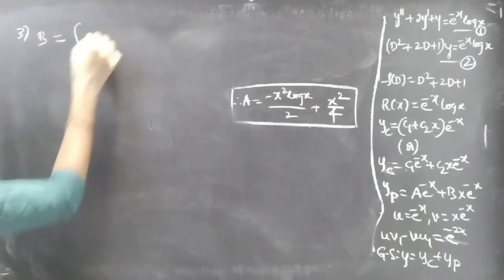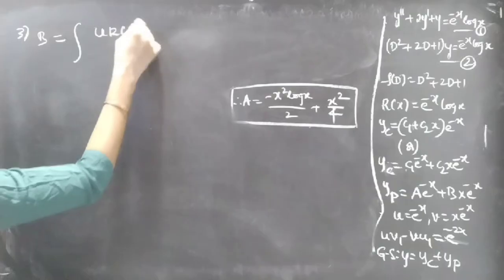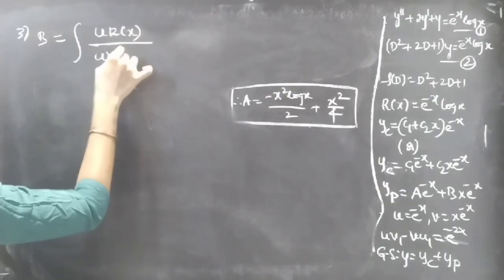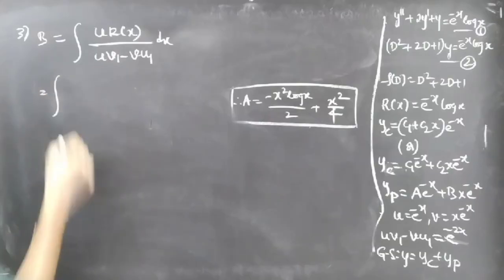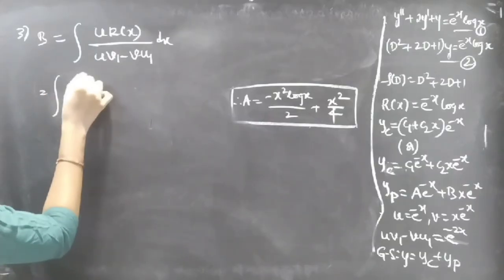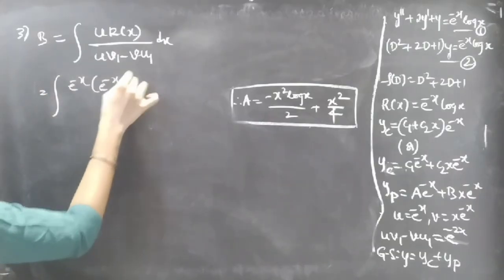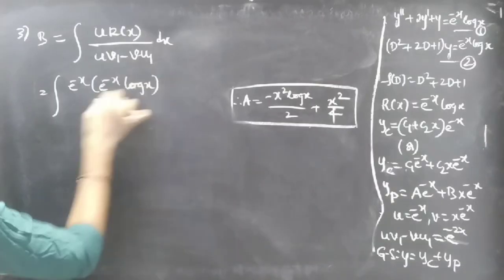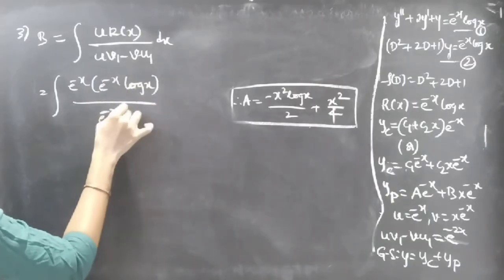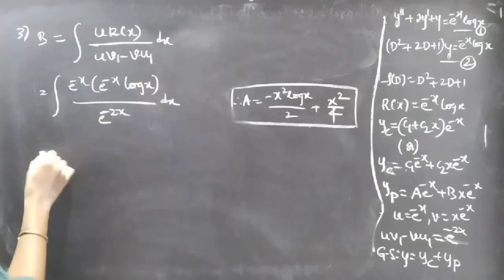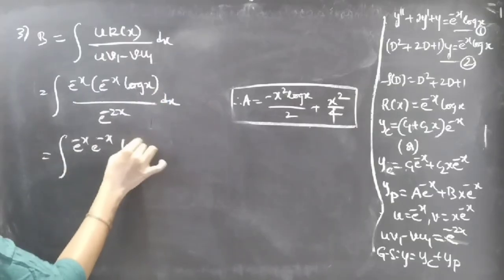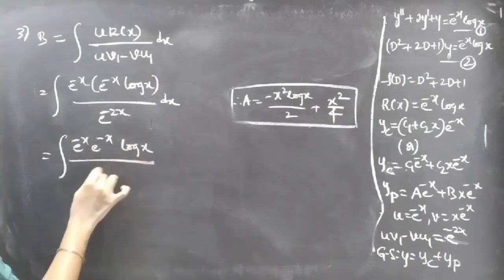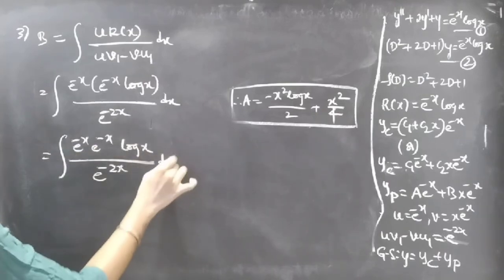B is given by integral u into r of x by uv1 minus vu1 into dx. U is e power minus x, r of x is e power minus x log x, uv1 minus v1 is e power minus 2x into dx, which equals integral e power minus x into log x by e power minus 2x into dx.